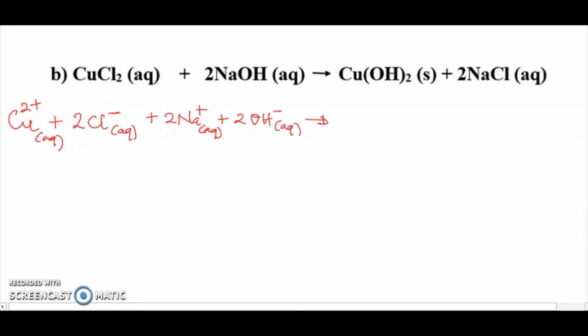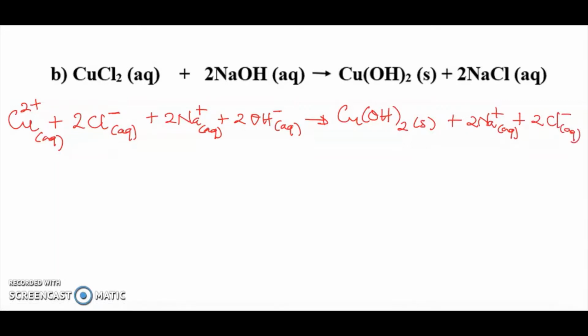To form copper(II) hydroxide, which is solid, so we leave it as it is, plus here we shall split up 2Na+ aqueous plus 2Cl- aqueous. What do we do next? We cancel the ions that are identical. We have 2 chloride ions, they cancel out. We have 2 sodium ions, they cancel out. So what do we have?